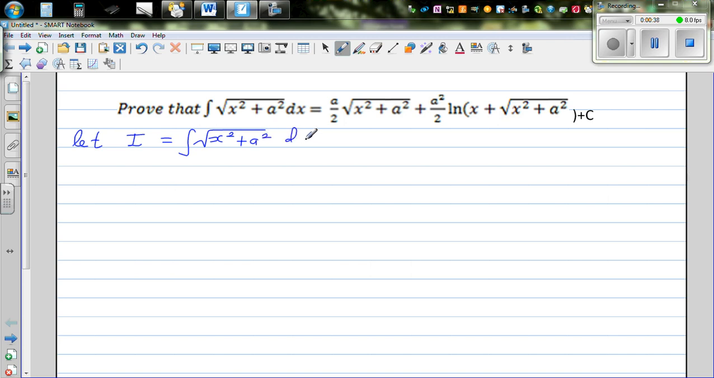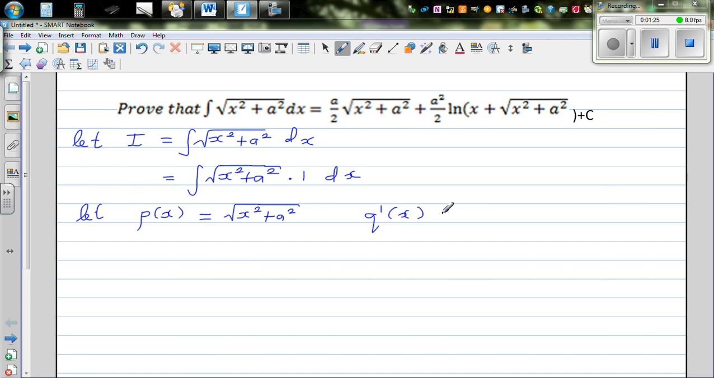Now to integrate this, you don't have any formula. So we're going to integrate this by integration by parts. I'm going to write this as the integration of square root of x squared plus a squared times 1 dx. Now I'm going to let this be p of x and this be q dash x, using integration by parts. So p of x is the square root of x squared plus a squared, and q dash x, the gradient function, is equal to 1.